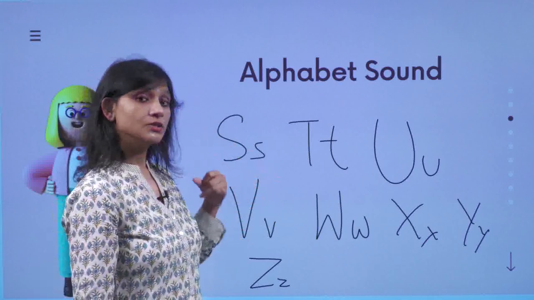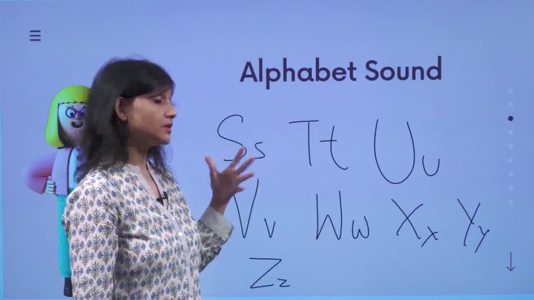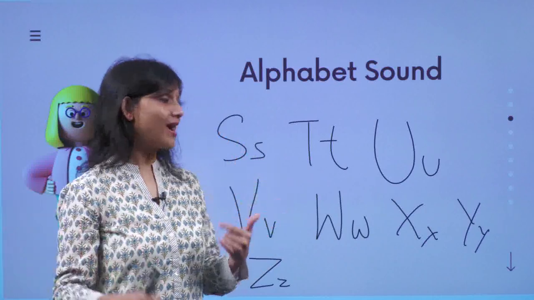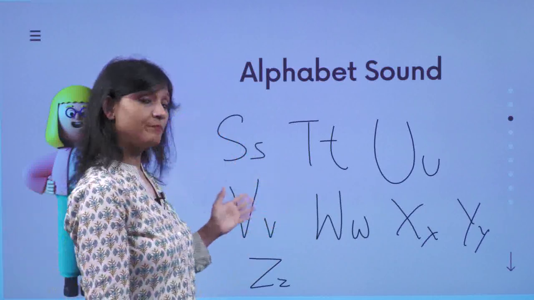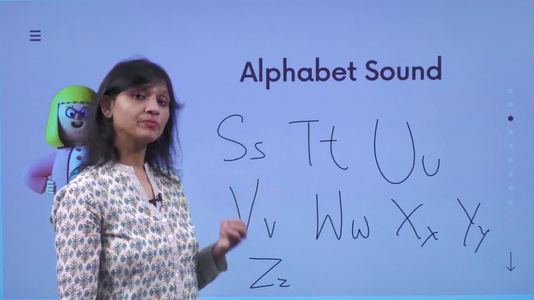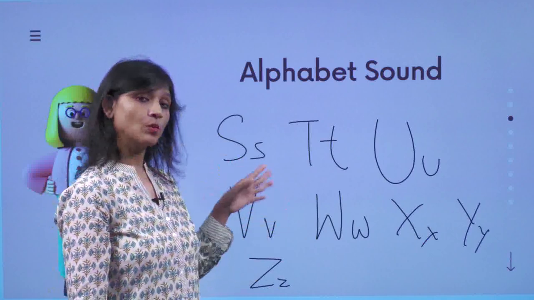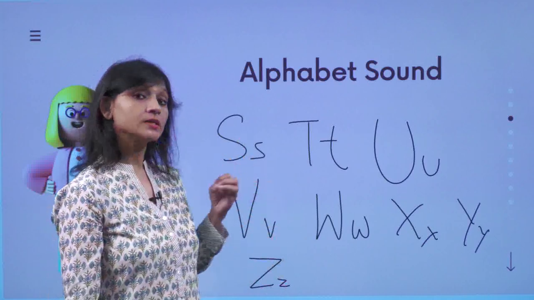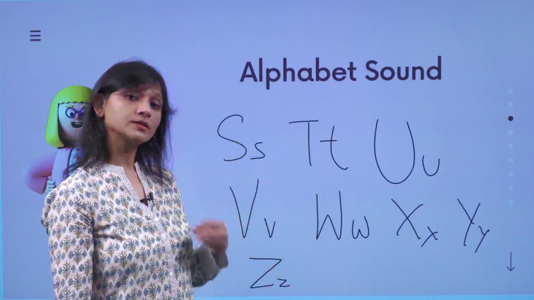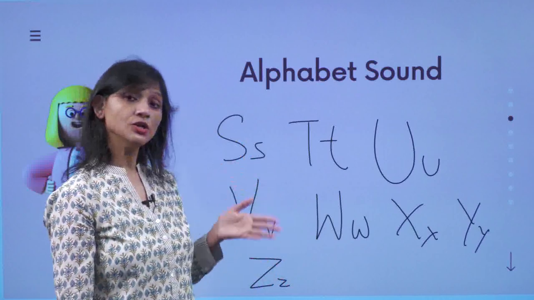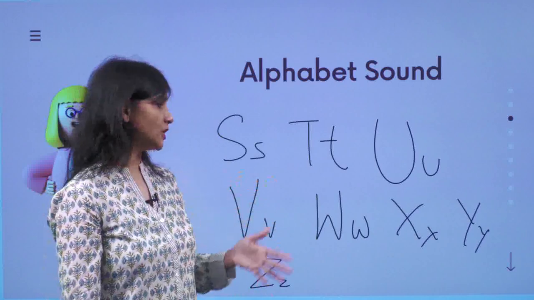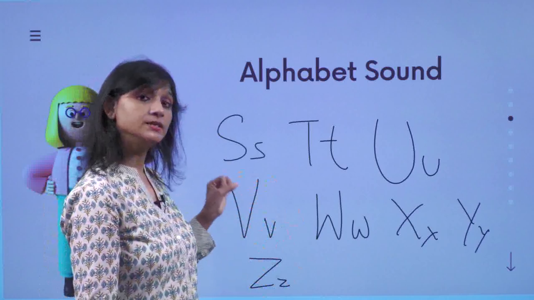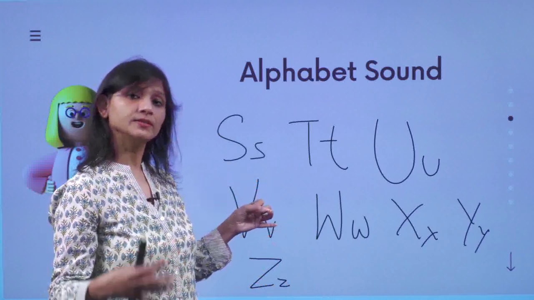T, T, tango. T, T, tomato. U, umbrella, us. V, V, van, vehicle. W, W, wind, wings. X, X, box, mix. Y, Y, yacht, yuck. Z, Z, zebra, xylophone.